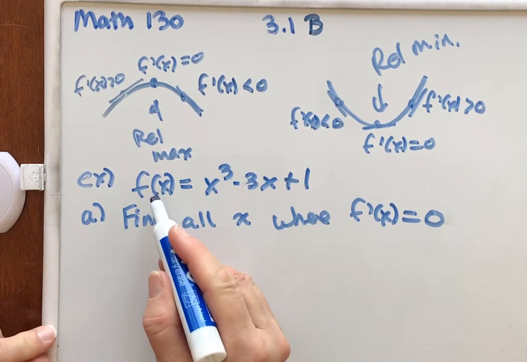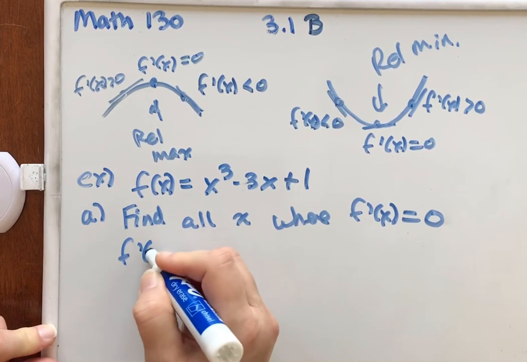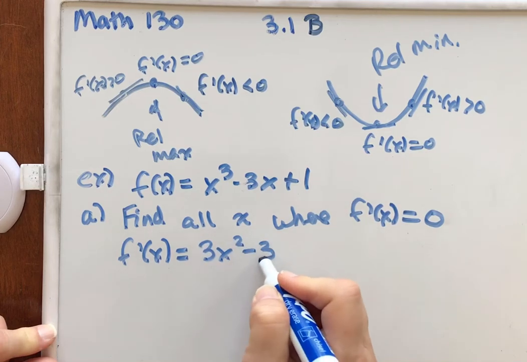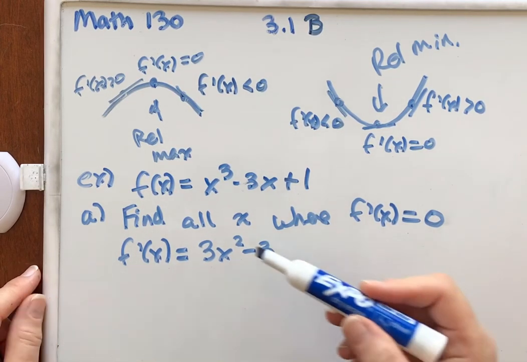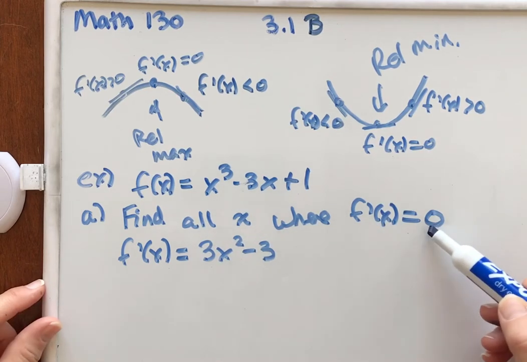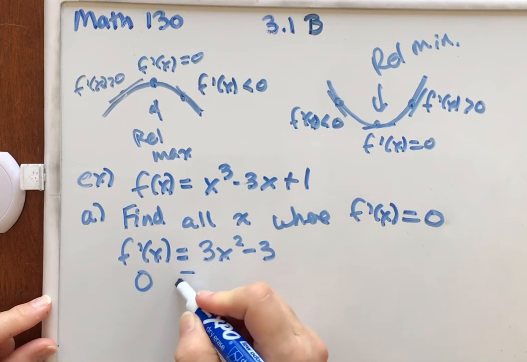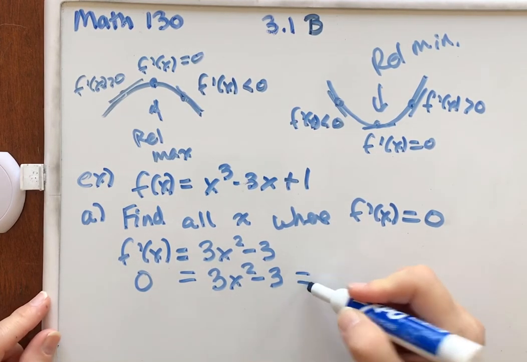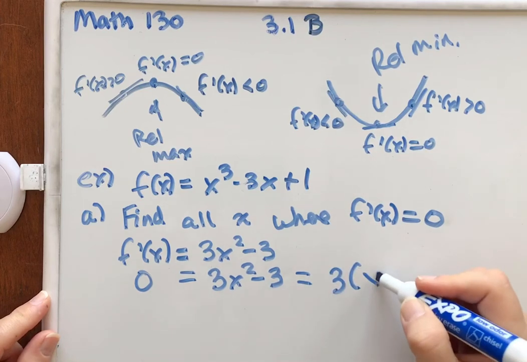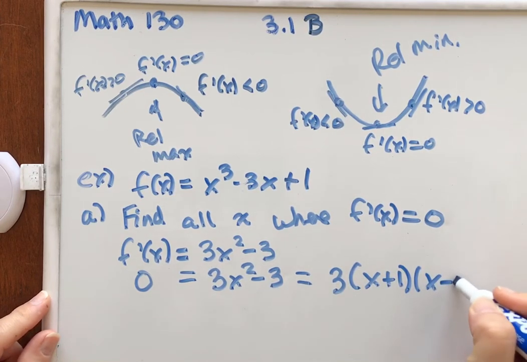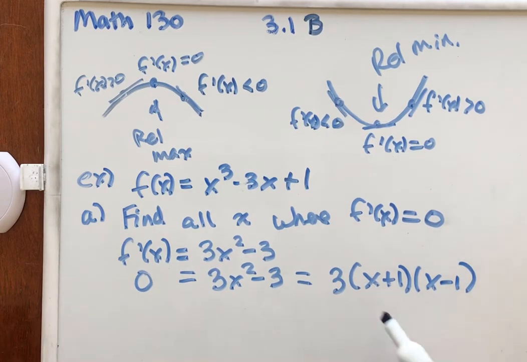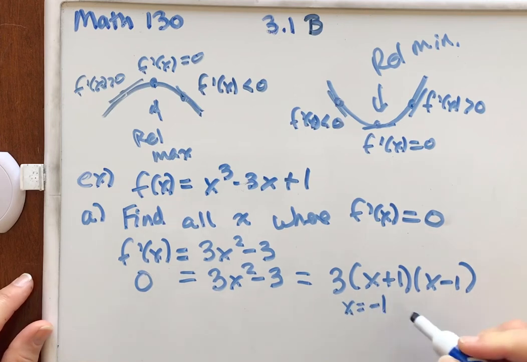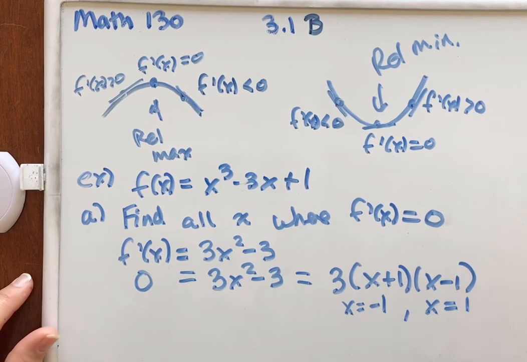So we have to take the derivative of f of x. F prime of x equals 3x squared minus 3. Find all x where f prime of x equals 0. So we're going to set this equal to 0. 3x squared minus 3. And then we're going to go ahead and factor, pull out a 3. We get x plus 1 times x minus 1. So where does all of this equal 0? Where x equals negative 1 and x equals 1.